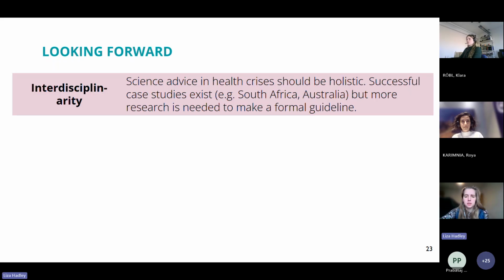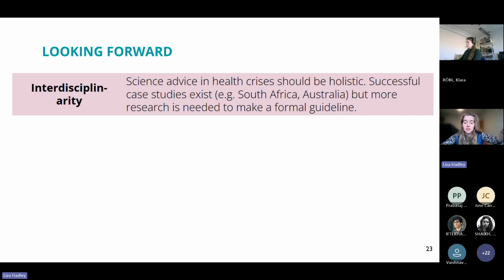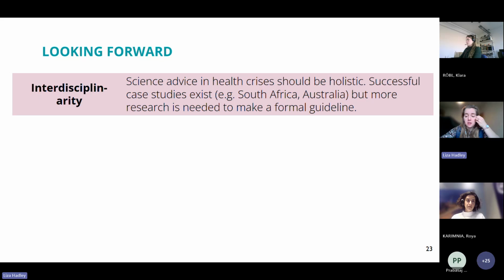And then the last one, I believe this is the seventh one, interdisciplinarity. Science advice in a health crisis should be holistic. This was a concern for a lot of our interviewees that they either only focused on health or they were requested to only focus on health and weren't able to consider accurately any of the societal implications. They were primarily asked to focus on cases, deaths, hospitalizations, for example.